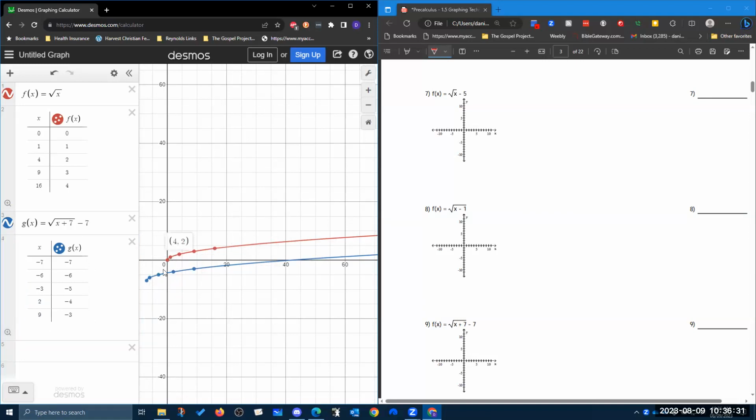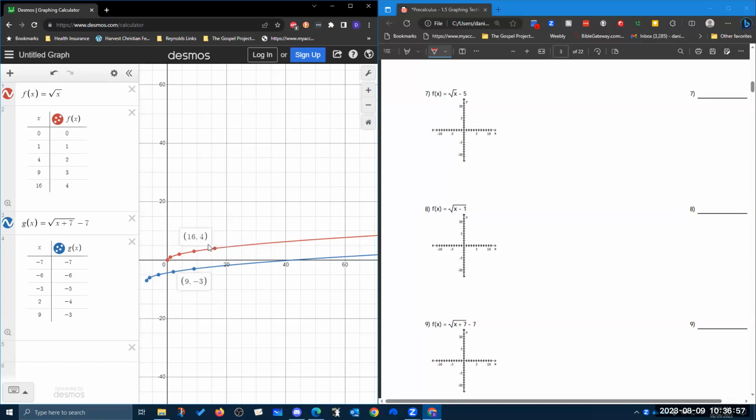This point that was at 4, 2, we shifted left 7 and down 7, and it's now at -3, -5. This point at 9, 3, shifted left 7 and down 7, is now at 2, -4. This point that was at 16, 4, we shifted left 7 and down 7, and it's now at 9, -3. Again, you may not get all of those on your graph paper. I'm able to zoom in and out here.